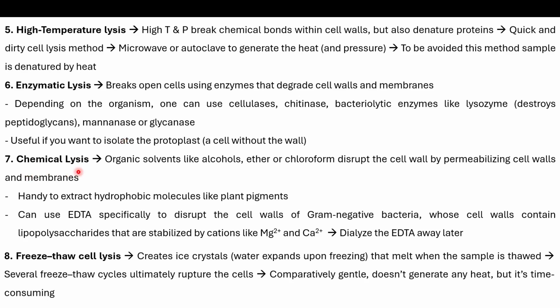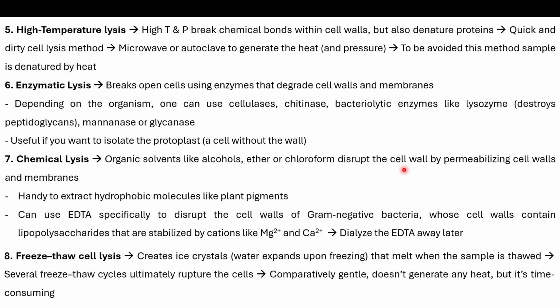Okay, next comes chemical lysis. Now, there are different organic solvents like alcohols, ether, or chloroform. What these kinds of solvents do is disrupt the cell wall. They can make small pores in the cell walls, as well as in the membranes. I think you have heard about transfer RNA molecules, tRNA, which are actually very small, around 77 to 80 nucleotides long.